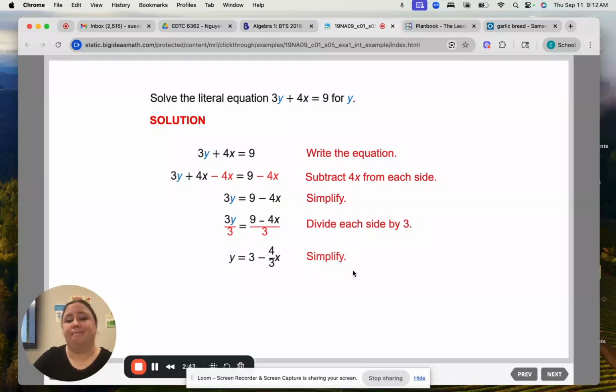Now have we isolated y? Yes. So are we done? Yep. We solved for y. So your answer is 3 minus 4/3 x. Y equals 3 minus 4/3 x. Yeah, so much like what 8th grade was doing yesterday, you guys are just rearranging the equation to get a variable by itself. And it will specify which variable.